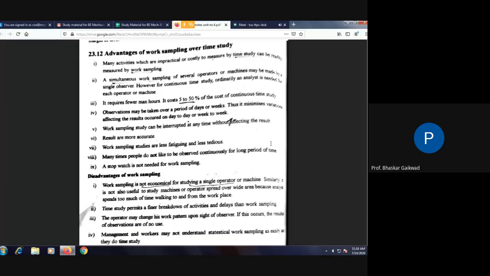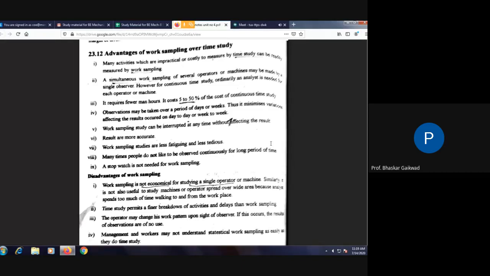Then here are the disadvantages. Work sampling is not economical for a single operator or machine. Only one operator or only one machine, we cannot do it. Similarly, it is not useful to study machines or operators spread over a wide area, because too much time is spent walking to and fro. This is unnecessary time wasting, so we cannot use it. Time study permits finer breakdown of activities and delays than work sampling, so here we need not split the elements as in time study.